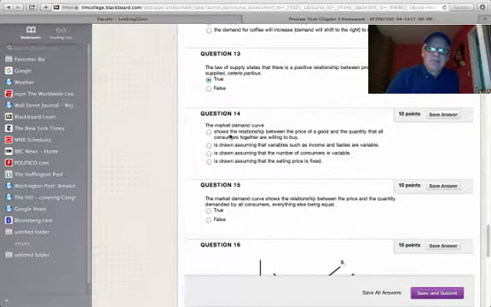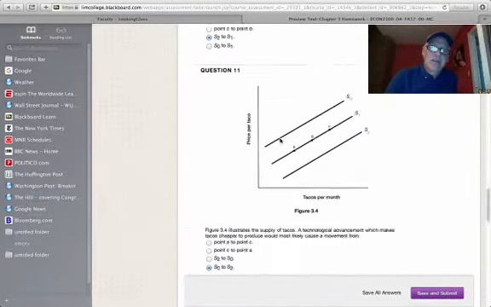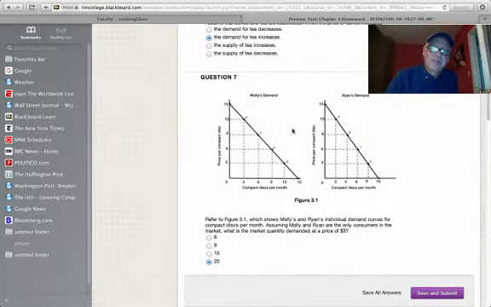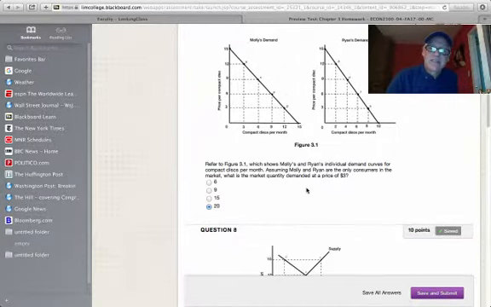Question 14. The market demand curve. What does the market demand it? Actually, it's the first one. It shows the relationship between the price of a good and the quantity that all consumers together are willing to buy, right? Okay, we got P on the y-axis, we got Q on the x-axis. And it's a combination of all of the people. I'm going up above. Like we have 1,000 different Mollies and Ryans here, puts them all together. That creates the demand curve.